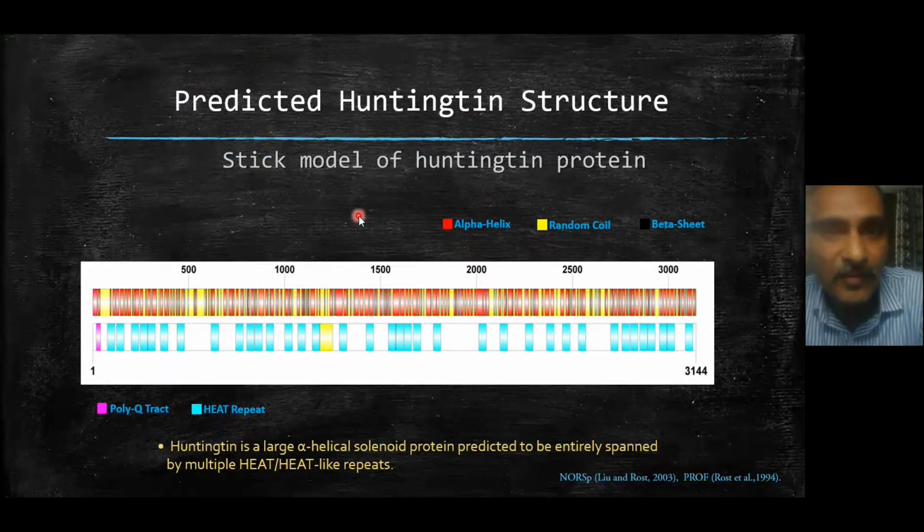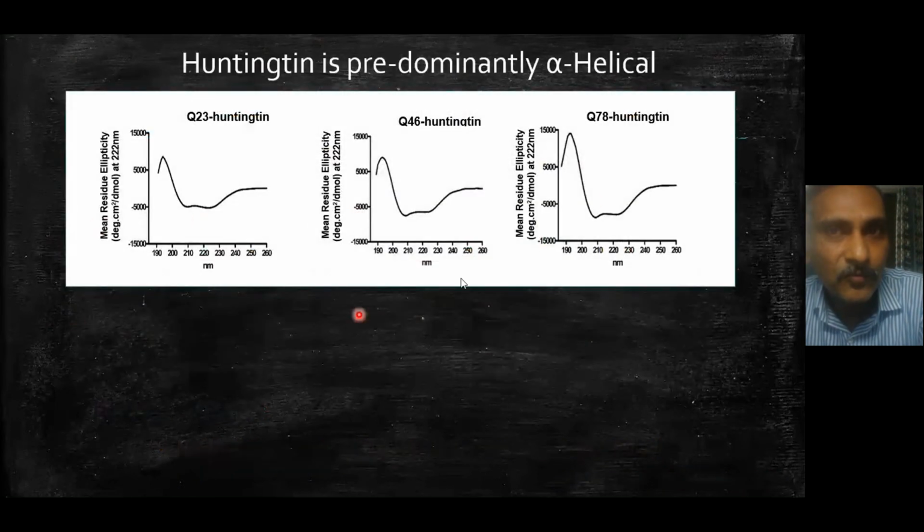So we subjected our purified proteins to circular dichroism, CD, studies. You can see this is 23Q Huntingtin, which is wild type Huntingtin, and 46Q, which is a mutant Huntingtin, and 78Q is again a mutant Huntingtin. As predicted, all of them show a pattern of alpha helicity. Normally, alpha helical proteins have this signature in CD: a peak at 192 nanometers, and two troughs at 208 and 220 nanometers.